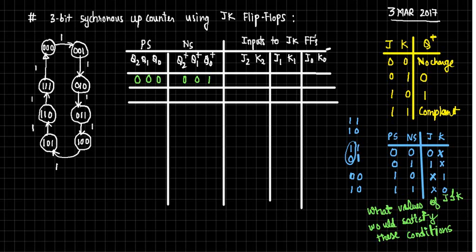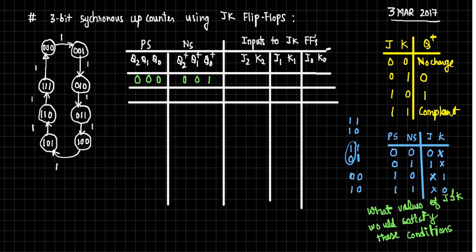Now what should be the input of J2 K2 so that 0 will be maintained? This is the state diagram or transition table for JK flip-flops. Okay, what does it say? When JK is 0 0, there won't be any change. When it is 0 1, it will be reset. When JK is 1 0, it will set. When it is 1 1, it will complement.